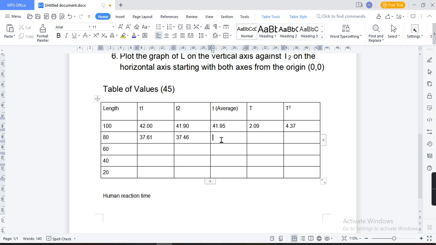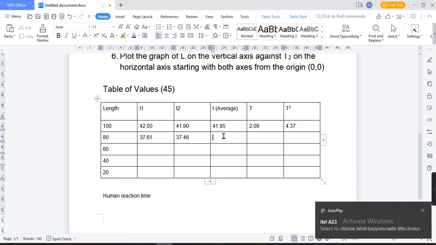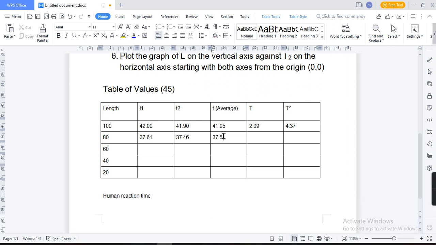37.46. Average: 37.46 plus 37.61 equals 75.07, divided by 2, 37.53. So I have here 37.53. Okay, what will be the period?